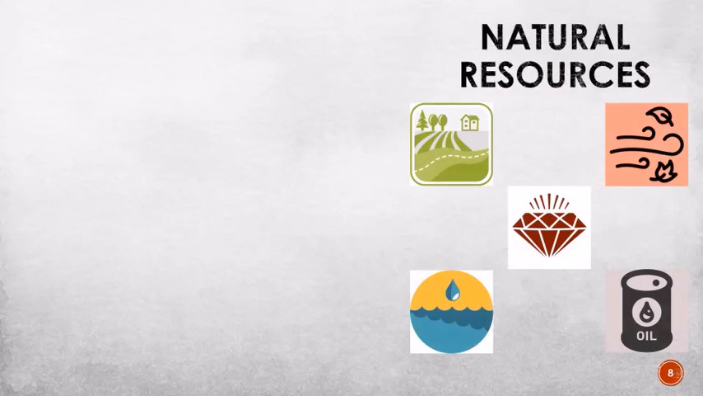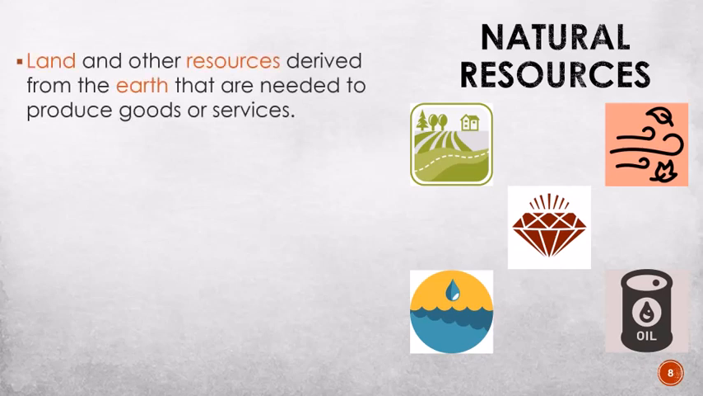The next factor of production is referred to as natural resources. It's mostly land, but it can be other resources as well that we derive from the earth that we need to produce goods and services. So I added a few pictures here. There's water, there's minerals, there's oil, there's wind, and there's land. All of those things are incorporated when we produce goods and services.